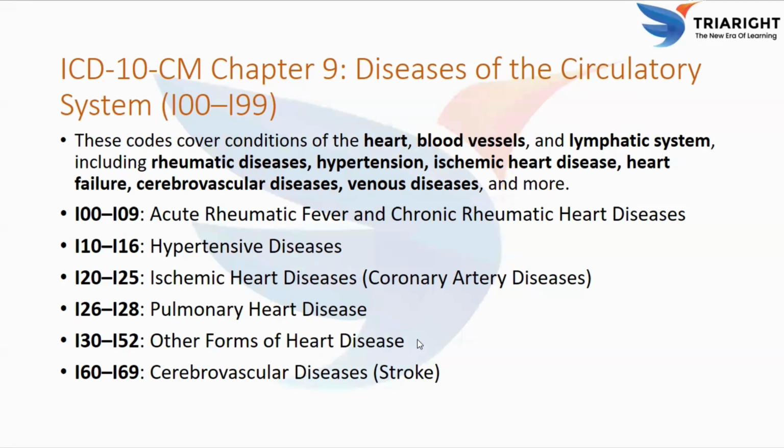And next, other forms of heart disease. What is the ICD category range? I30 to I52. This includes heart failure, myocarditis, pericarditis, and also the valve disorders. Then cerebrovascular disease. Cerebrovascular disease is a stroke. This covers stroke, brain hemorrhage, nothing but brain bleeding, and other blood flow problems in the brain. It is completely about the brain.